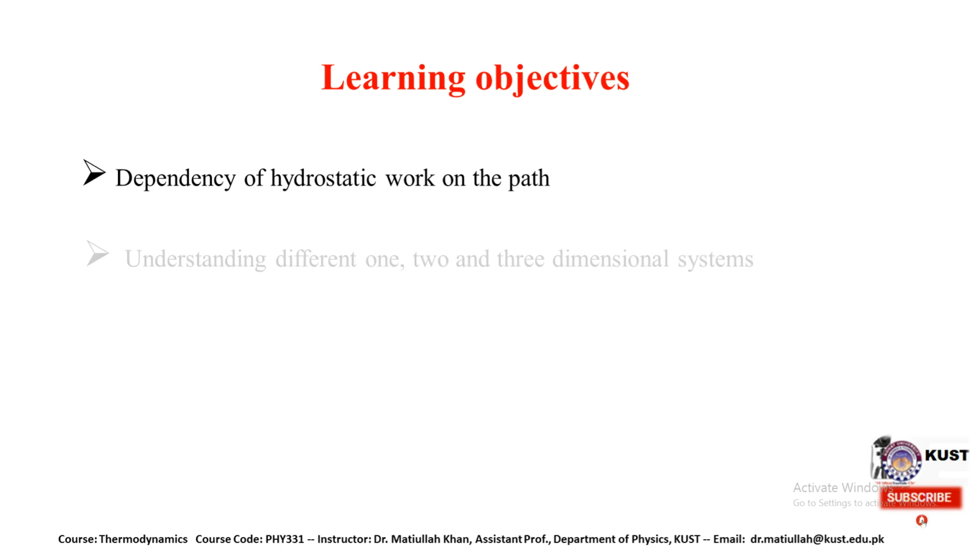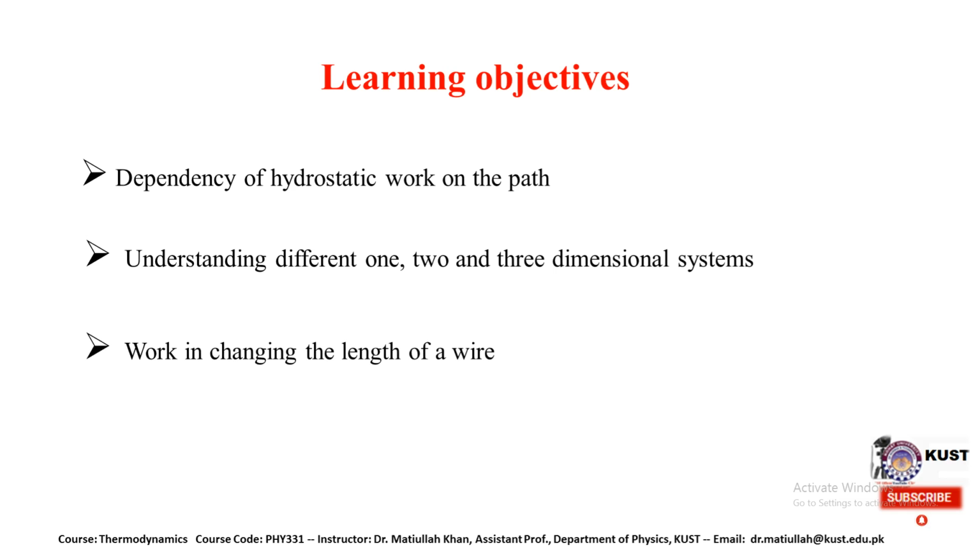followed by the system. The other part of the lecture is devoted to the understanding of 1, 2, and 3-dimensional systems. In the one-dimensional system, we will discuss the wire. In the two-dimensional system, we will discuss surfaces. And in the three-dimensional system, we will discuss the electrochemical cell. And then we need to calculate the work done in changing the length of a wire.